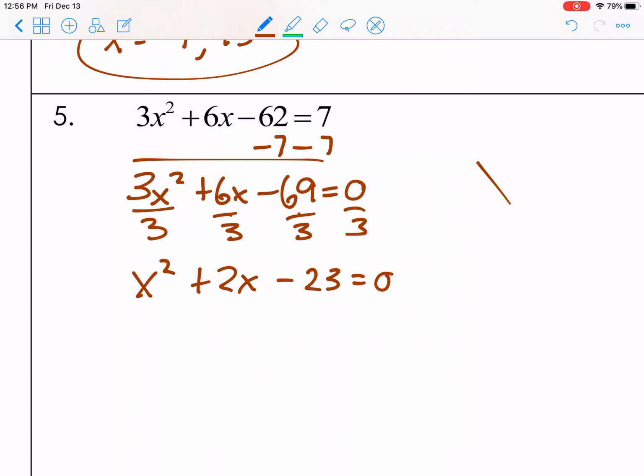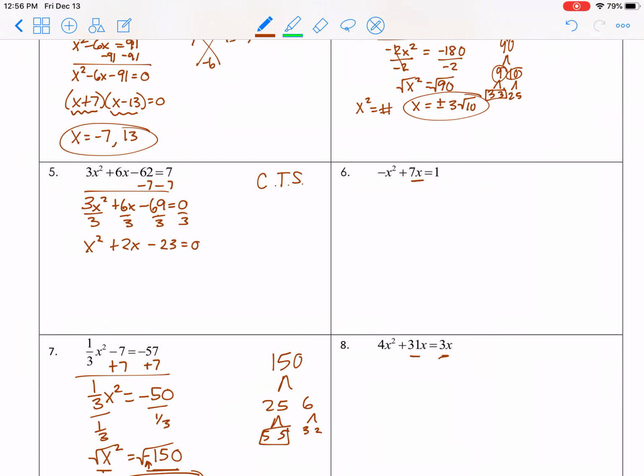Okay, I'm thinking this is not going to factor because 23 is prime, meaning I can only divide it by 1 and itself, and I can't use those to add up to get 2. So we won't be able to factor on this one, but notice that when a is 1, b is even, this could be a good candidate for completing the square.